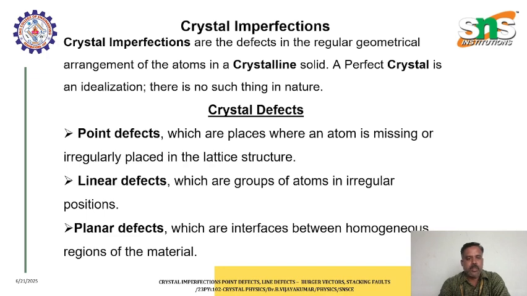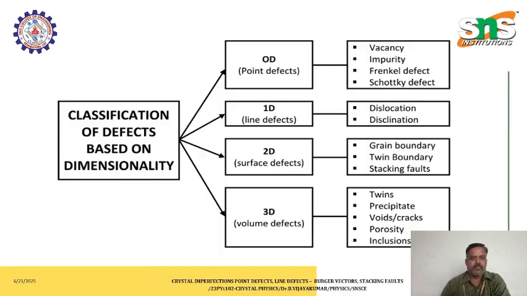Crystal defects are called point defects, linear defects, and planar defects. The point defect is the place where an atom is missing or irregularly placed in a lattice structure. The linear defect is a group of atoms in irregular positions. The planar defect is an interface between homogeneous regions of the material.